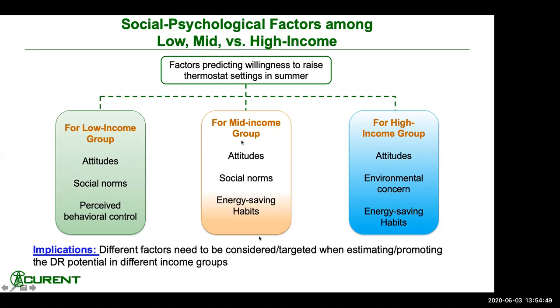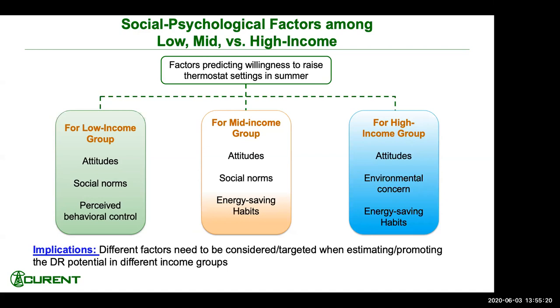This is similar to what I just analyzed about the three groups' characteristics, but here we plug into a specific behavior, raising the temperature setting 2 to 3 degrees in summer. For the higher income group, environmental concern is more important to them. So this all digs into more psychological factors. Any questions so far? Only one person is responding.